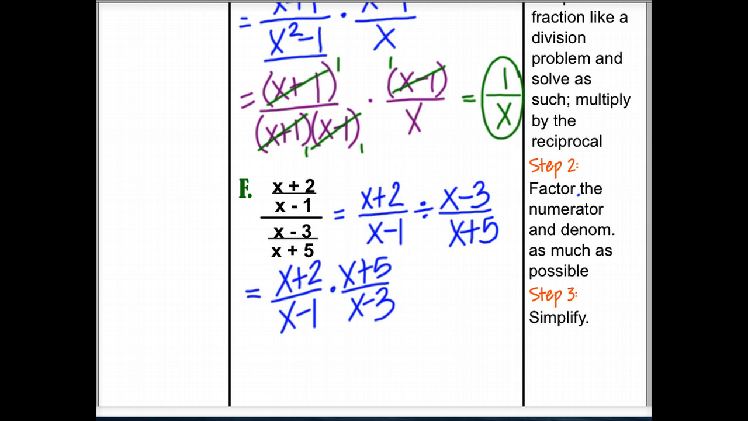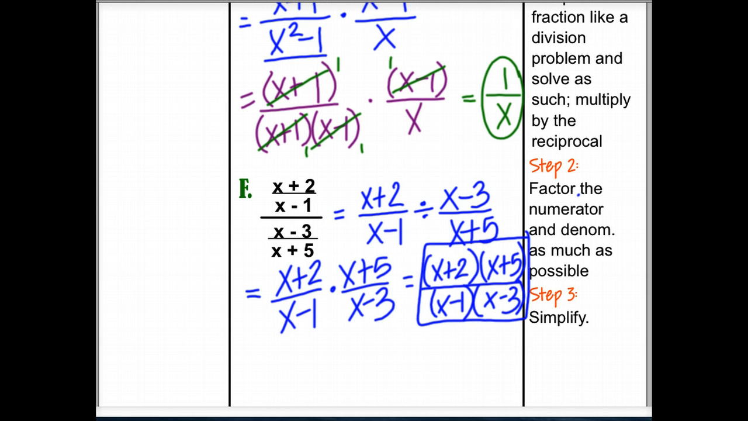Now if you notice here, there's nothing I can cancel. I can't cancel the x's because they're all attached to a plus or minus some number, and none of the numbers work either. So in this case, I simply put it all together. I've got x plus 2 times x plus 5 all over x minus 1 times x minus 3. And this is my final solution.